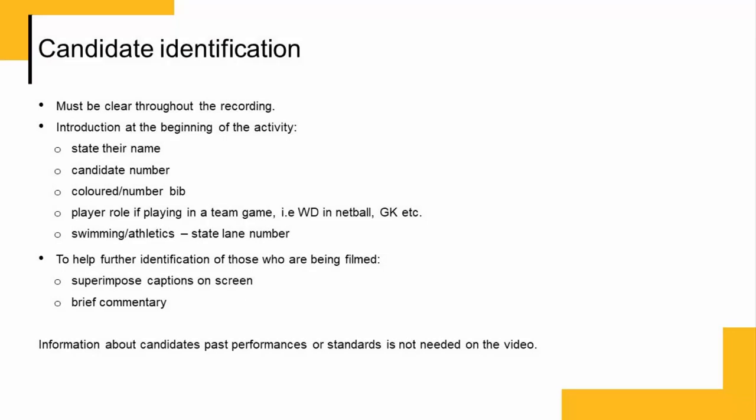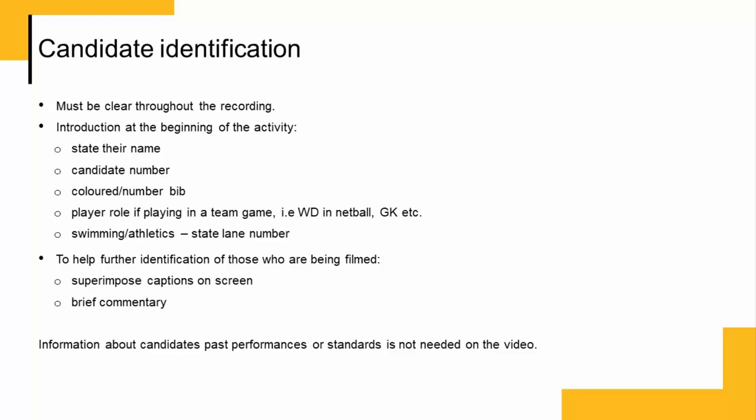Candidates are marked as individuals in each activity. Therefore, candidate identification must be clear throughout the recording. Each candidate who is being assessed in an activity and who is being filmed should be introduced at the beginning of each performance. They should state their name, their candidate number, their coloured numbered bib, and their player role if playing in a team game, such as wing defence in netball, goalkeeper, etc.